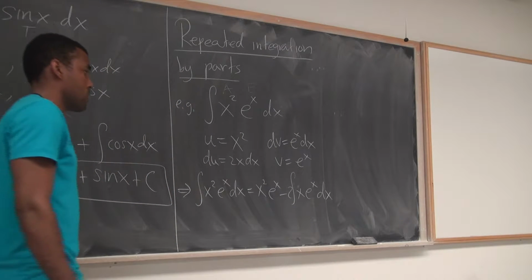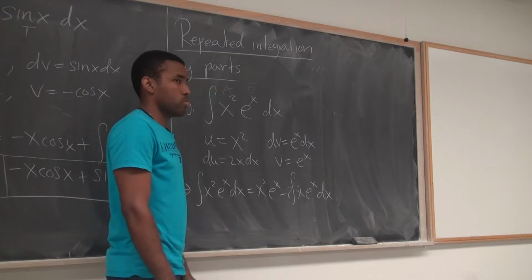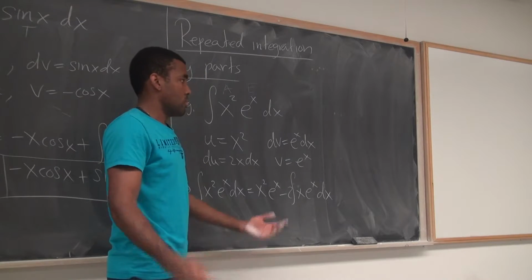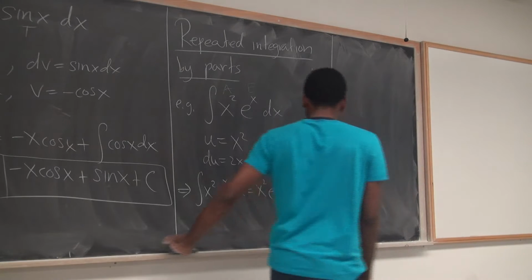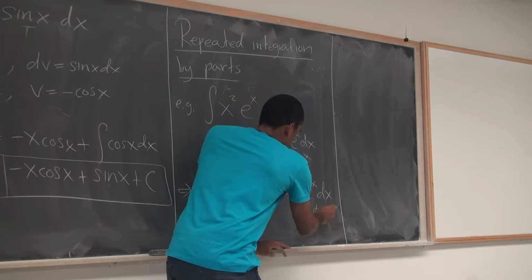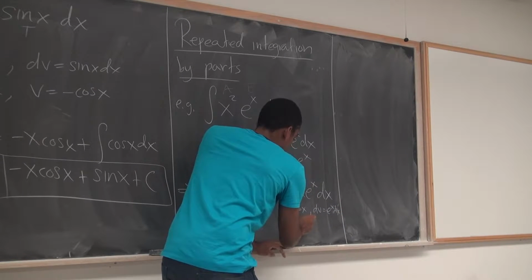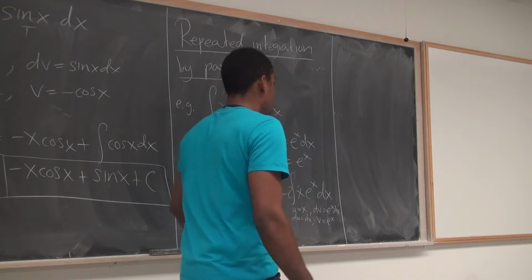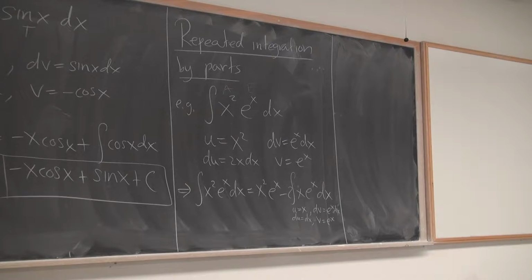Now what? Now I'm going to have to integrate this guy. How do I integrate that guy? You're going to have to use integration by parts again, right? So now you're going to do u equals x, dv equals e to the x dx. This means my du is just 1 dx. My v is e to the x. And I'm going to do integration by parts again. I won't have space there. Let's do it over here.